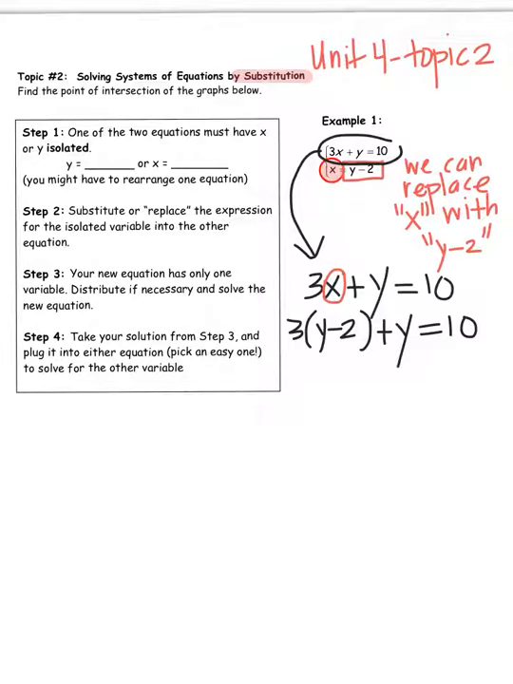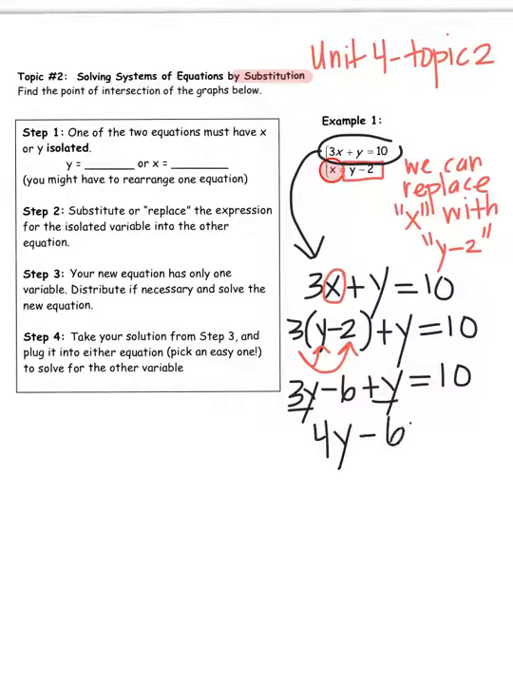So look at step 3 over here. It says, step 3, your new equation has only one variable. Distribute if necessary and solve the equation. It says distribute if necessary because sometimes we have to, sometimes we don't. In our problem, we do have to distribute the 3. When we distribute the 3, we get 3y minus 6 plus y equals 10. I only have one variable here. They're on the same side of the equation. Let's combine like terms. 3y plus y is 4y. Minus 6 equals 10. I know how to solve this. Add 6 to both sides, and I get 4y equals 16. Divide by 4, and I get y equals 4.